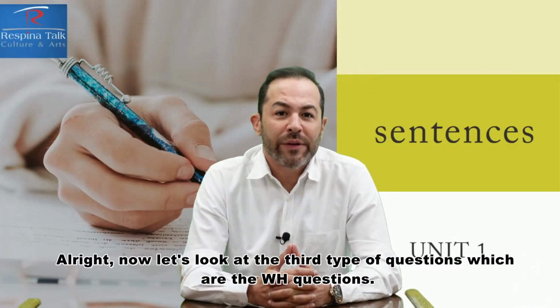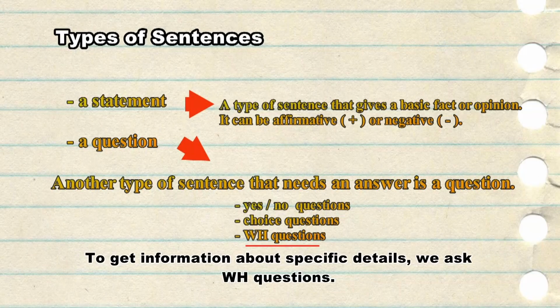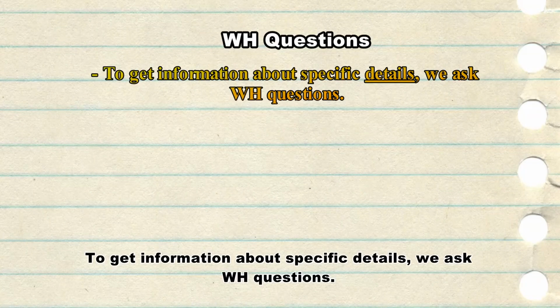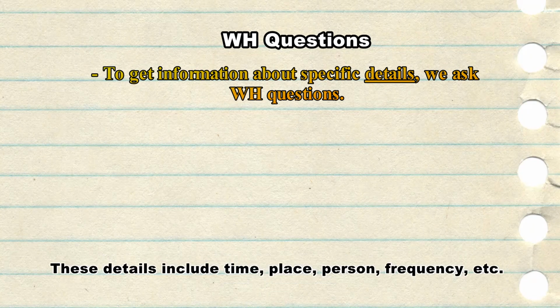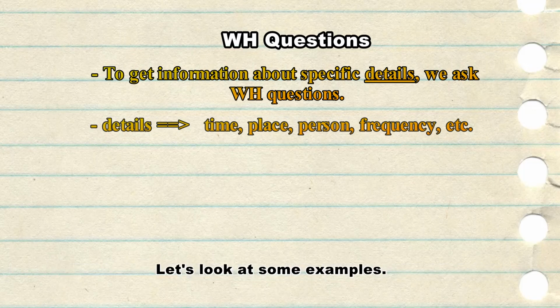All right, now let's look at the third type of questions, which are the WH questions. To get information about specific details, we ask WH questions. These details include time, place, person, frequency, and so on. Let's look at some examples.